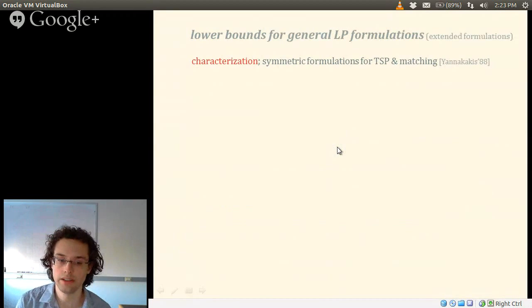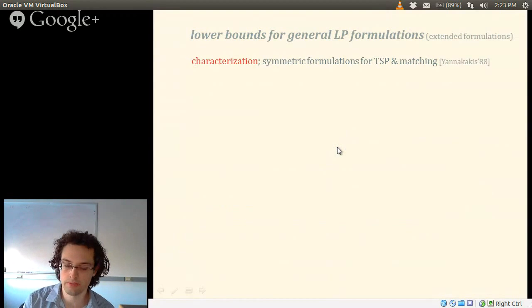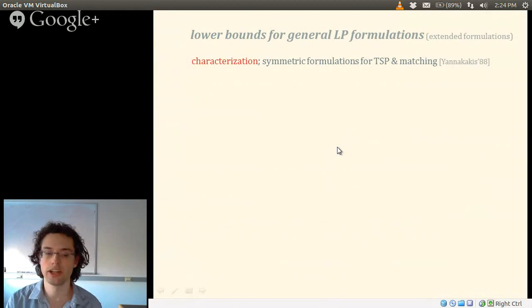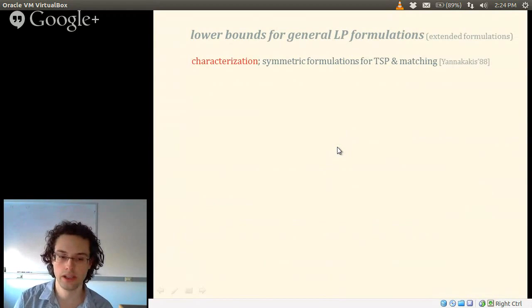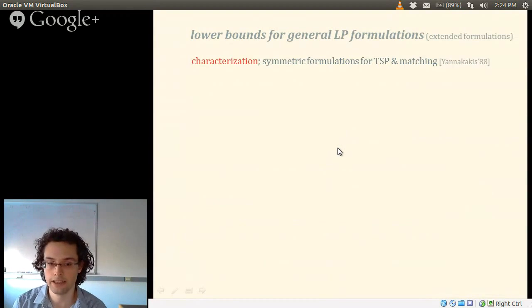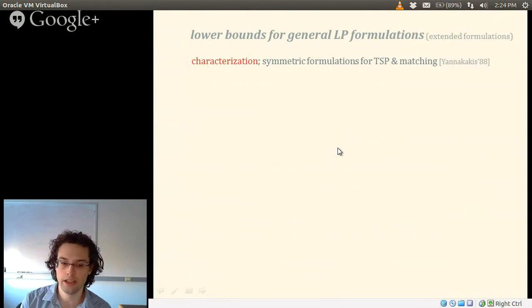Now, this was about hierarchies, and before this work, these two lines of research were disjoint. Another line of research tries to get lower bounds for general LP formulations. This is sometimes called extended formulations. The kind of LP relaxations that I will consider always allow for this extended formulation freedom. This started with the groundbreaking work of Yannakakis. He provided a way to characterize the smallest general LP relaxation for a problem. He also showed that symmetric formulations require exponential size if you want to solve the traveling salesman problem or the matching problem exactly.